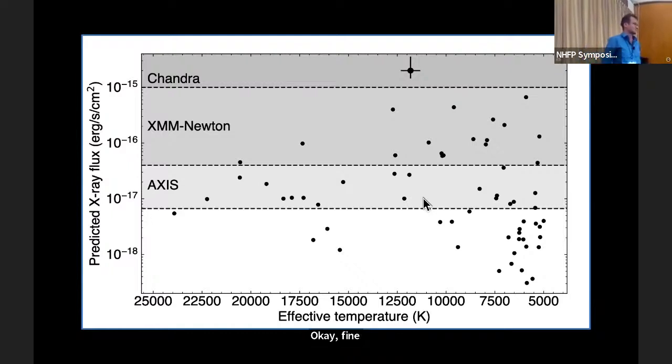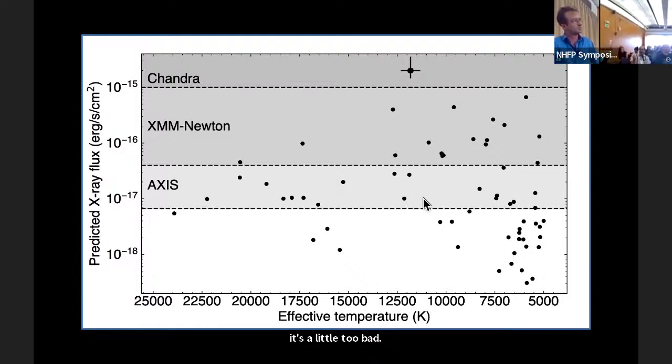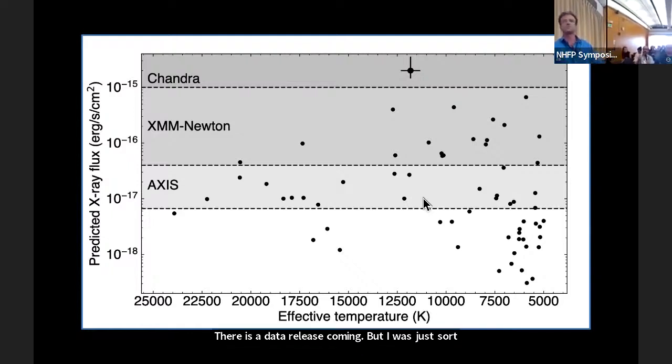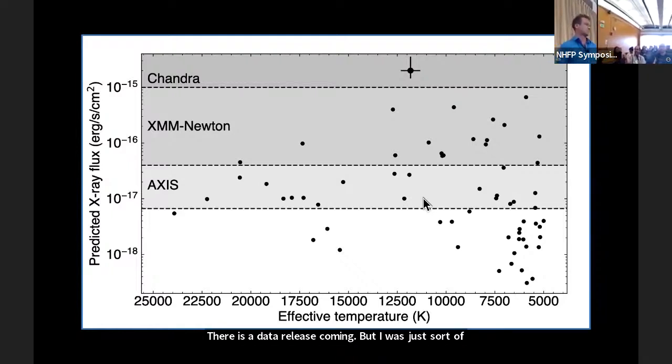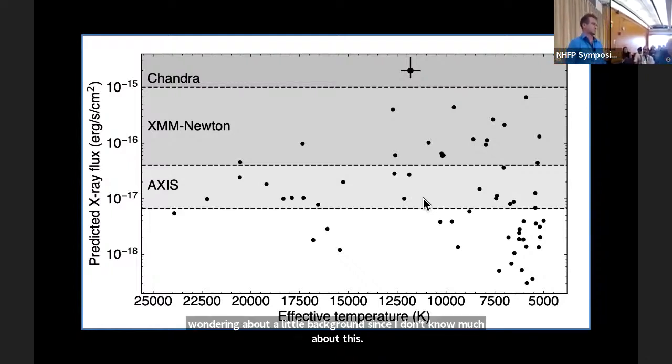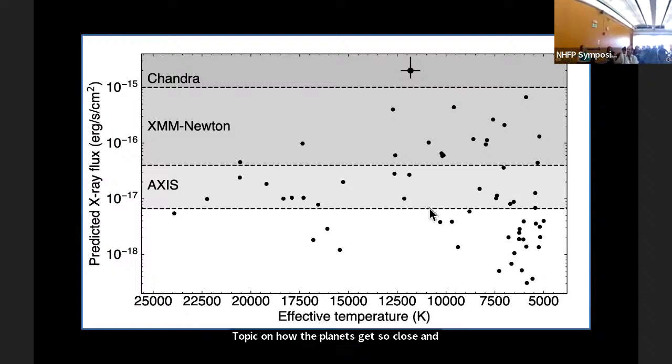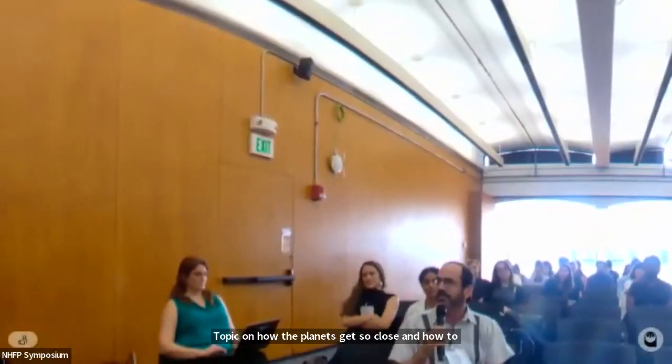The last question made me wonder about EOZ. Maybe it's a little too shallow, but there is a data release coming. I was just wondering about a little background, since I don't know much about this topic, on how the planets get so close and how the debris forms. Does that fall into sort of common envelope processes during the red giant branch, or what?